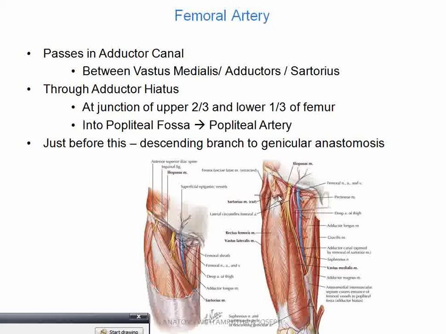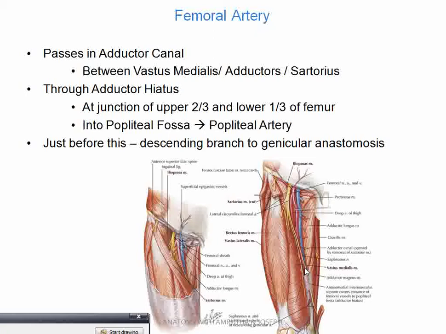Sartorius is cut. It comes in this way. So it is between the sartorius, vastus medialis and the adductors. Adductor canal. So it enters the adductor canal.